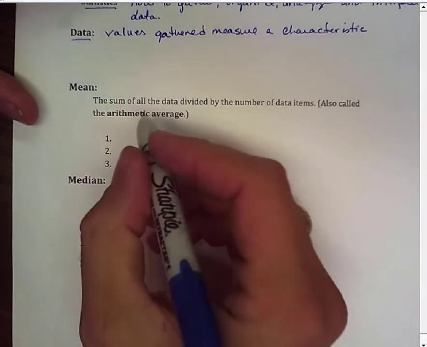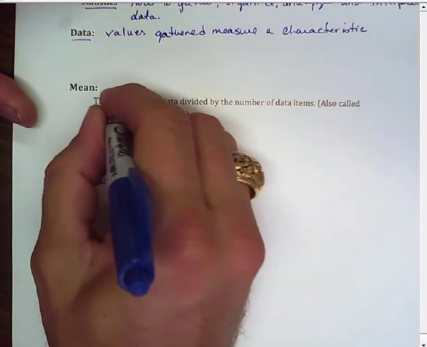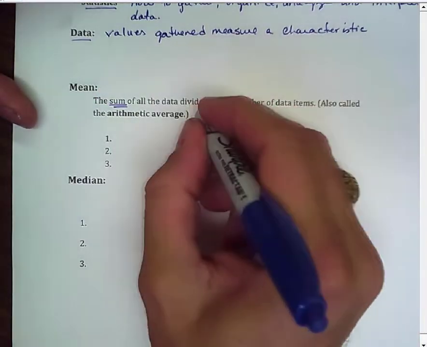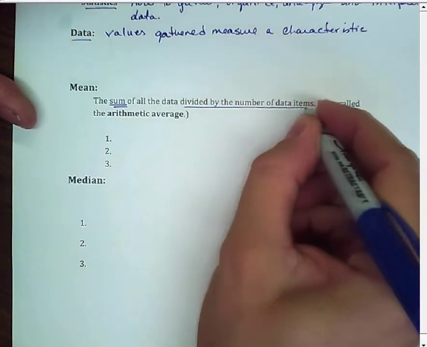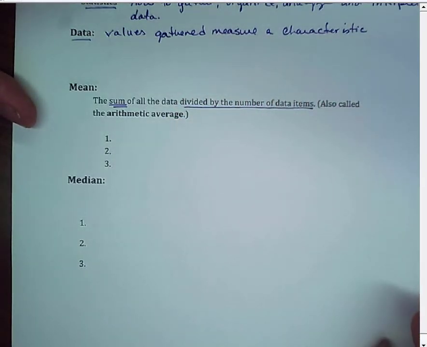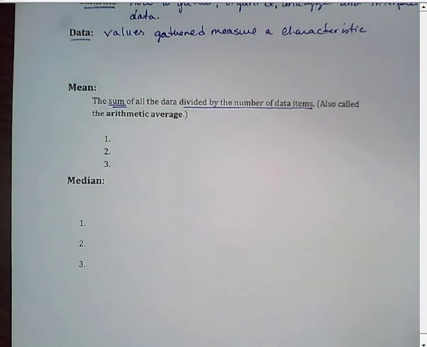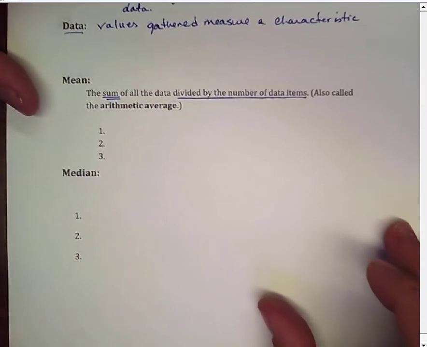Now, the mean is the sum of all data divided by the number of data items that are collected. This is called the average. Guys, this is how I determine your score at the end of the semester. I take all of your grades, I combine them all together, I divide by the total number of grades, and it determines your grade for the course.